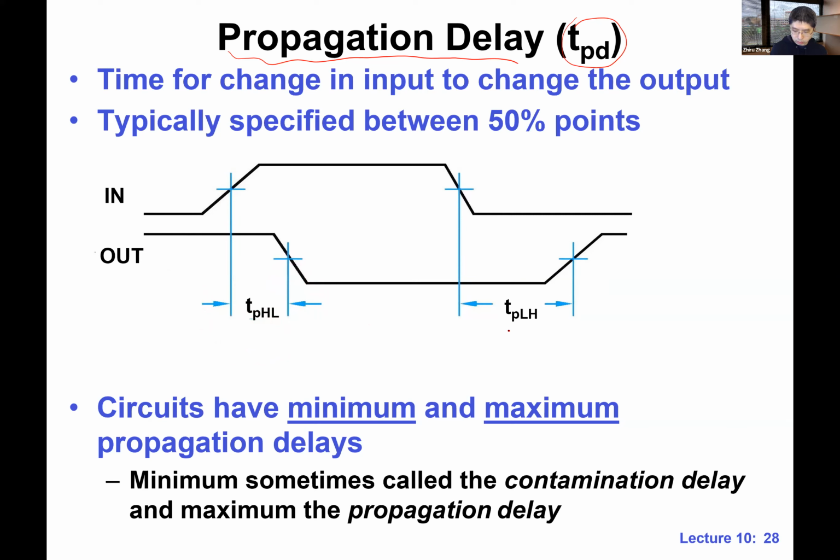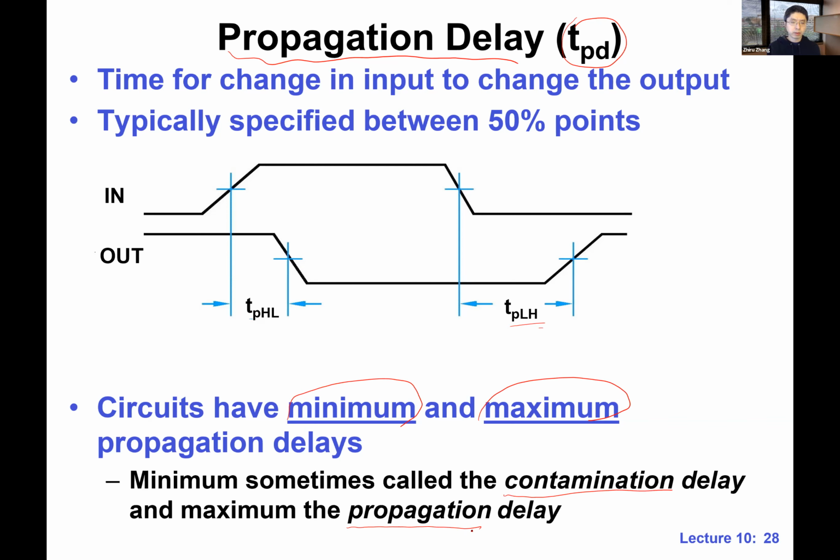And we also have something over here. This is where the input changes again, and this is where the output goes from low to high. We have the TPLH. Later on, in most cases, we will not distinguish the delay between the two kinds of transitions, H to L and L to H. We'll just assume that they are equivalent. But we do have something called minimum delay and maximum delay. The minimum delay is in some cases called contamination delay. It's going to be clear in the next lecture. And the maximum delay, we call it propagation delay.